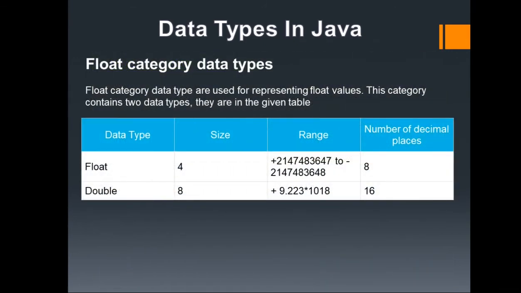Now the next one is float category data type. Float category data types are used for representing float values. This category contains 2 data types, they are in the given table. These are float and double. Float takes 4 bytes and double takes 8 bytes, and this is the range. The number of decimal places in float is 8 and in double is 16.